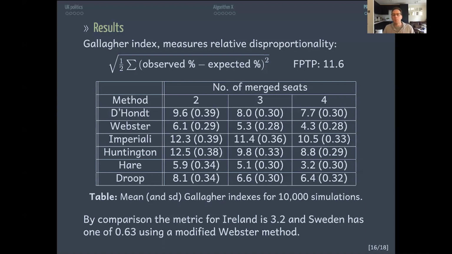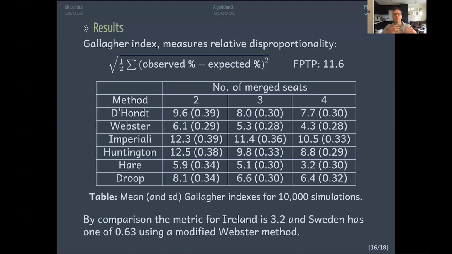They use a modified Webster method, and also they have much larger constituency sizes as well. So that probably might explain why that one's so much lower. But we can see here that the Hare quota method gave us a value of 3.2, very similar to the metric. It's very similar to the value in Ireland.